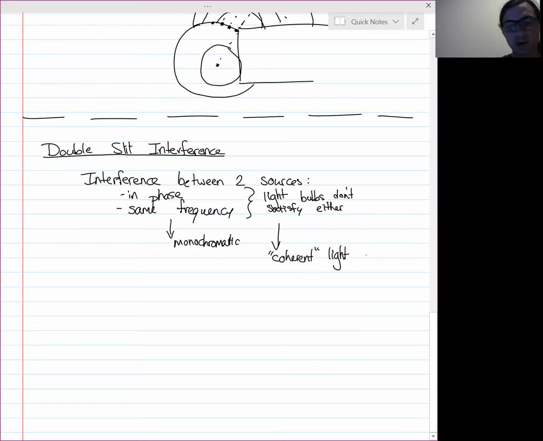Coherent basically just means all of the waves coming from the source are in phase with each other, and all of the waves are the same frequency. I mean, it has more technical definitions, but that's enough. And so there is basically a name for all sources of coherent light. These are called lasers.